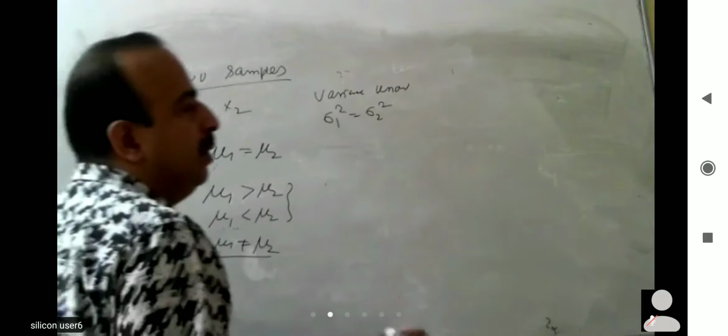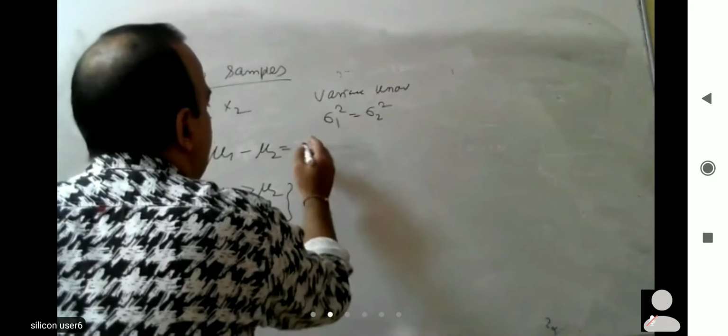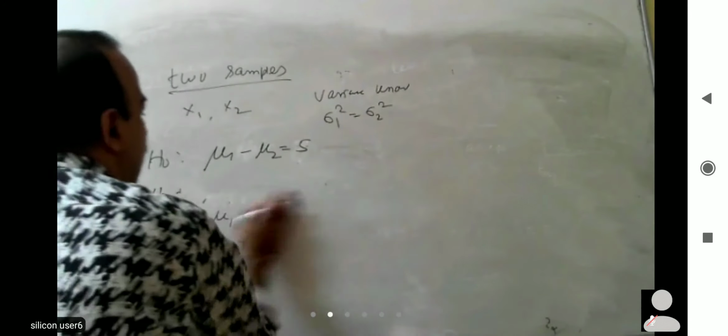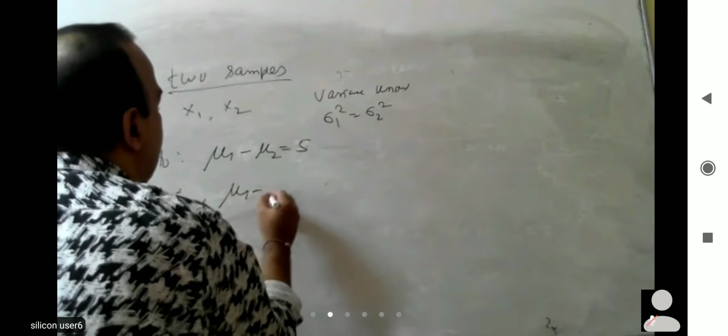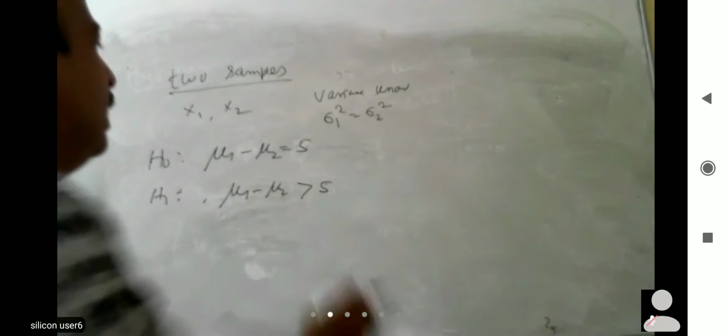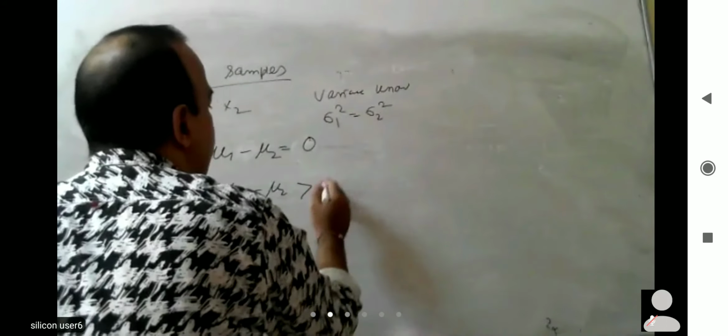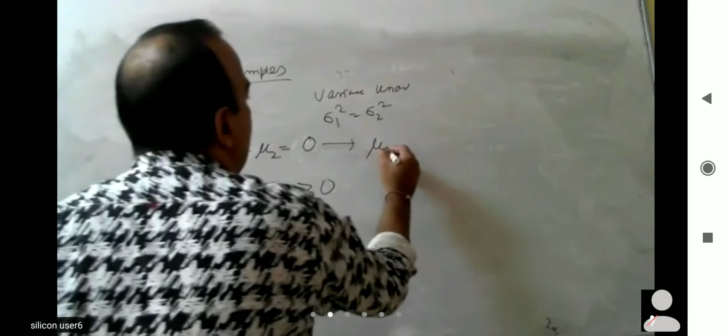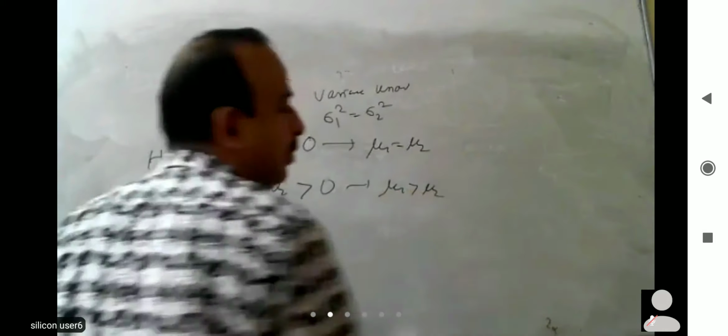If the question says the difference between them is greater than some value, you take the difference between them. Suppose it is greater than 5, so you write that it is equal to 5. Then greater than 5 means mu1 minus mu2 greater than 5. If no value is given, that means the difference is 0, so mu1 equals mu2 and here you can write mu1 greater than mu2.